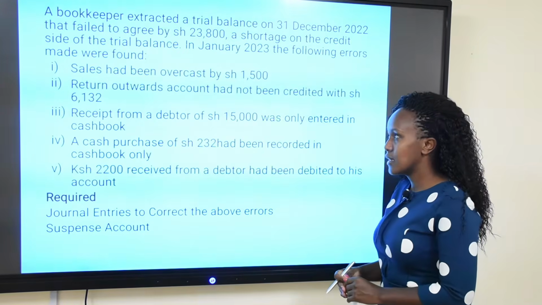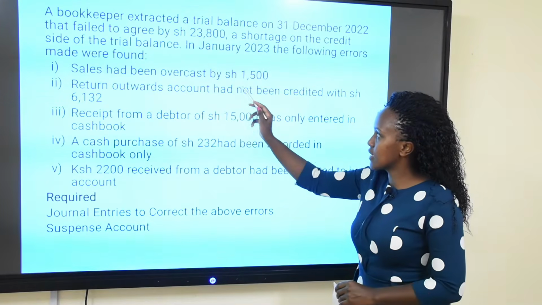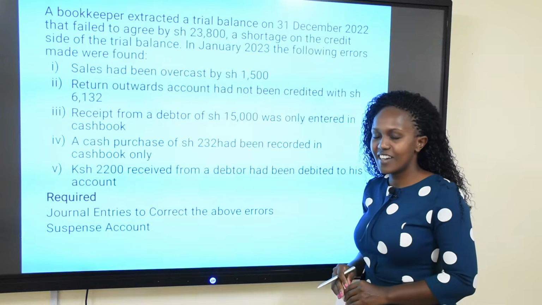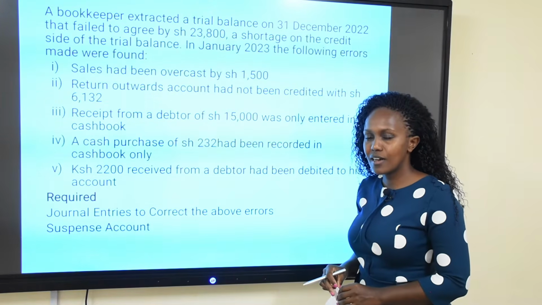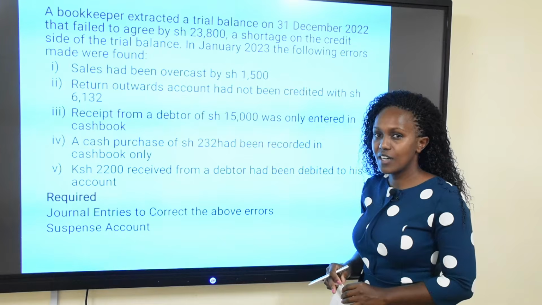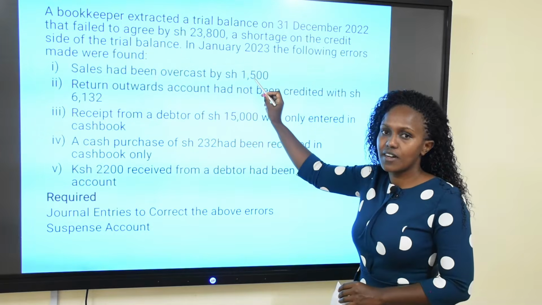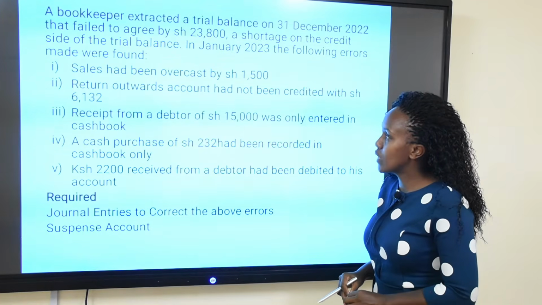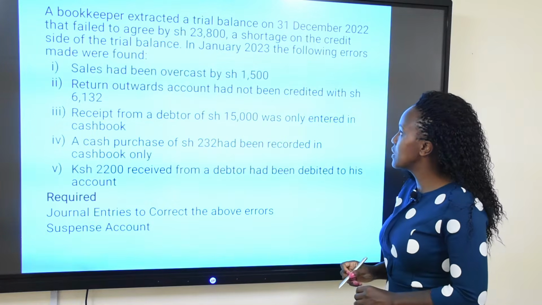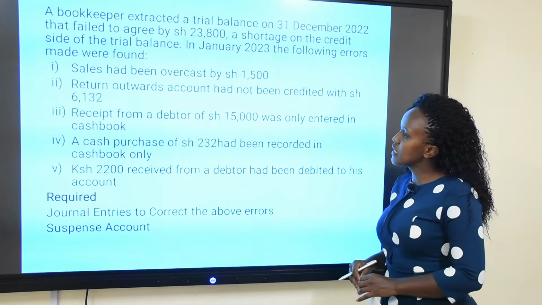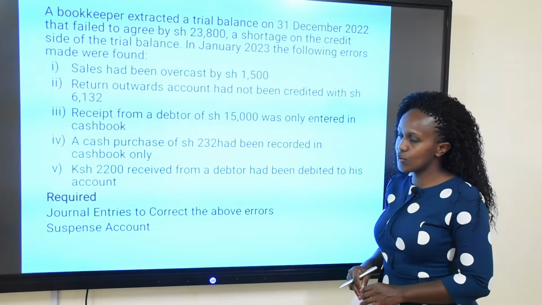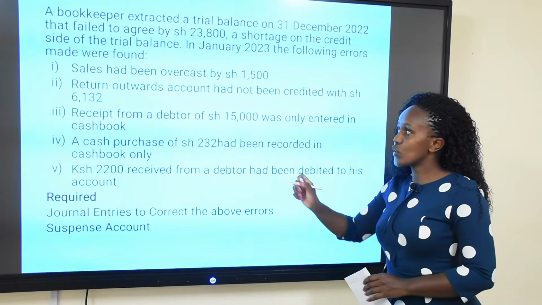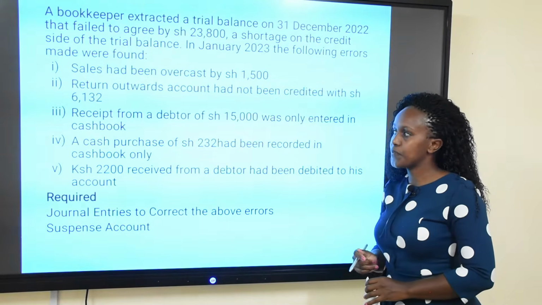So, number one is that the sales had been overcast by shillings 1,500. So, sales account was overstated. We are going to need to correct this error. So, number two, return outwards account had not been credited with shillings 6,132. So this was not recorded. We are going to record.